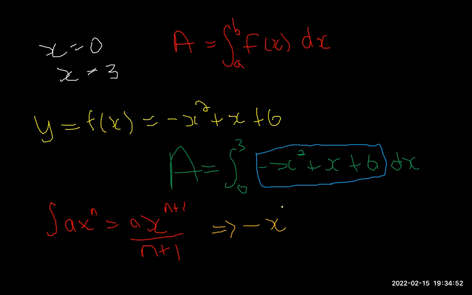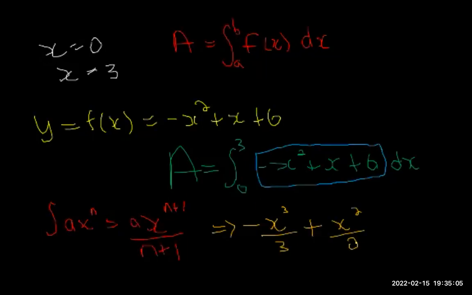Minus x cubed on 3. Or if you want to, you could write it as minus the third x cubed, same thing. If I do x, I would end up with x squared on 2. And then if I do the 6, I'm going to end up with 6x. No plus c. Why? Because this is definite integration, no arbitrary constant. We're not putting the plus c.